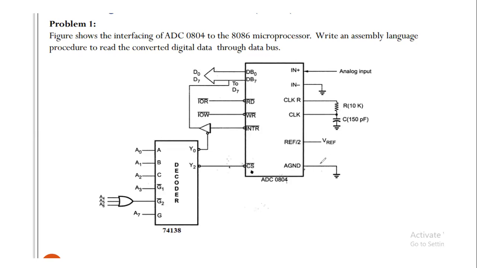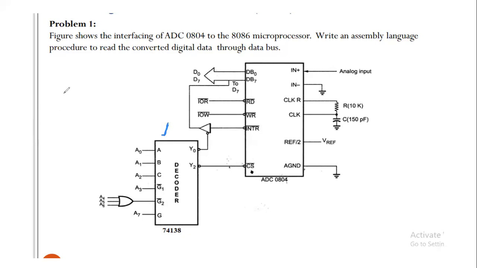This is the clock. This is the reference voltage. This is ground. This is the data bus. This is read and write, and this is connected with the input output read and write signal. This is INTR. Now here you can see what is this decoder. This is the address decoder.